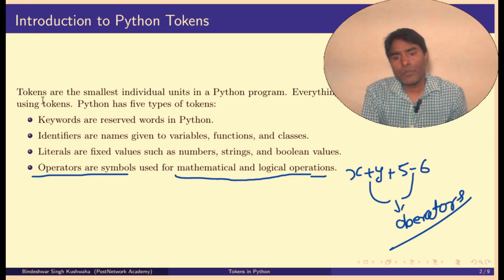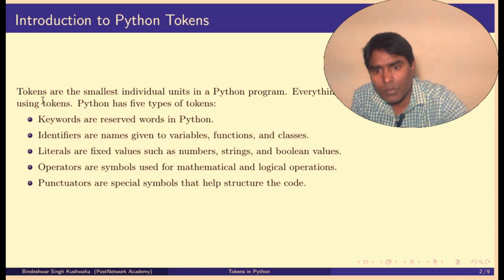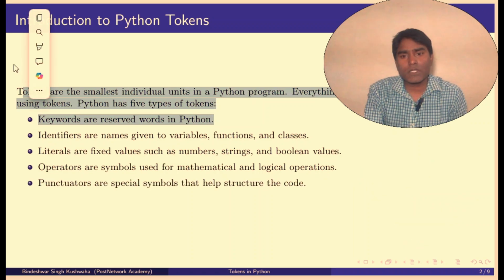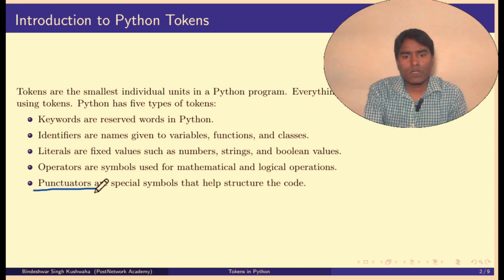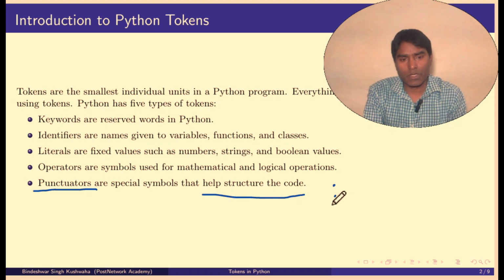Now let us see punctuators. Punctuators are special symbols in Python which are used to help structure the code. For example, colon is a punctuator. Dot, these are punctuators.